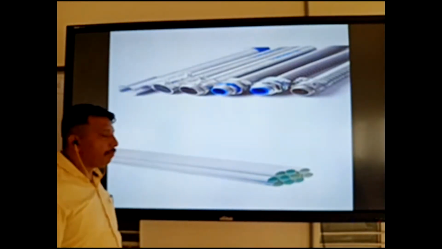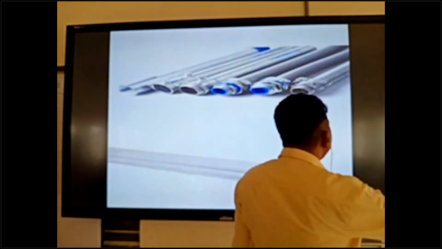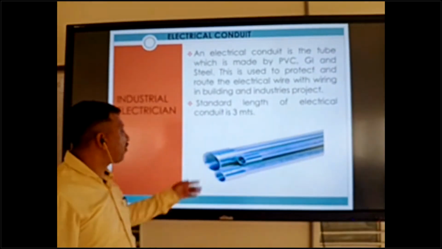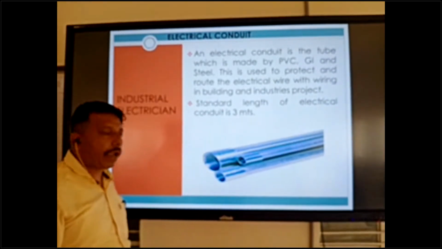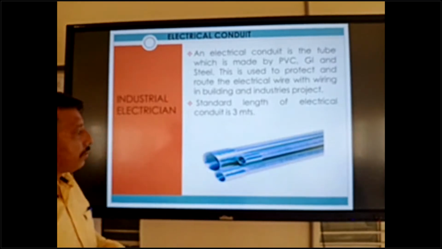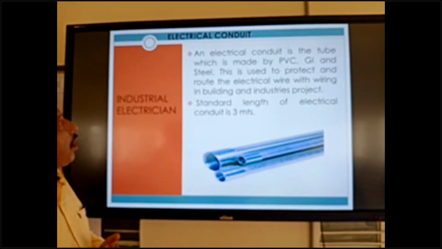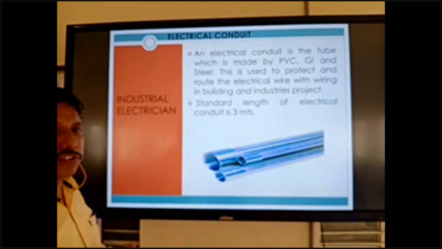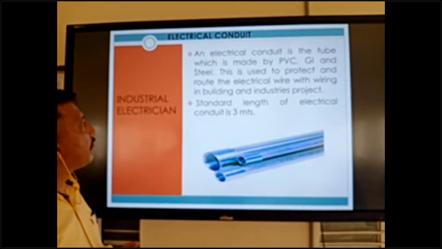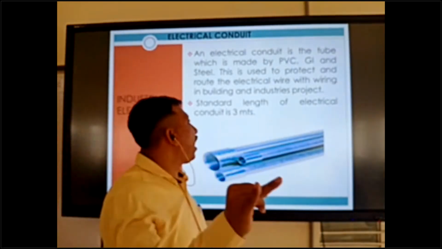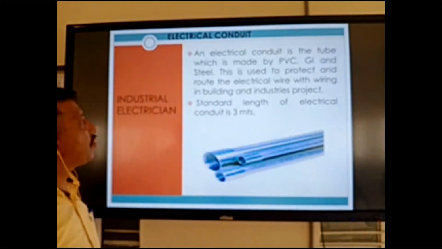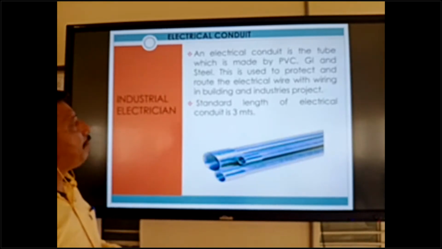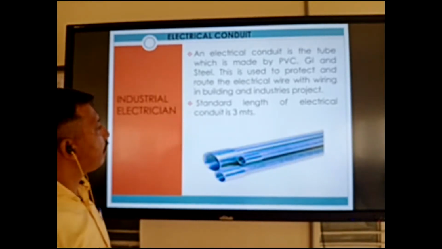Okay, maximum. So next one, definition of conduit. Okay, what is conduit? So an electrical conduit is the tube, okay, which is made of PVC, GI and steel. I already told you this is made of PVC, GI and steel. This is used to protect and route the electrical wire with wiring in building and industries projects.